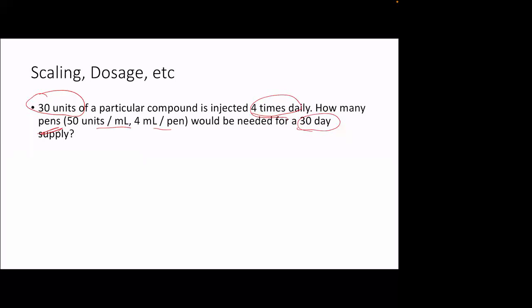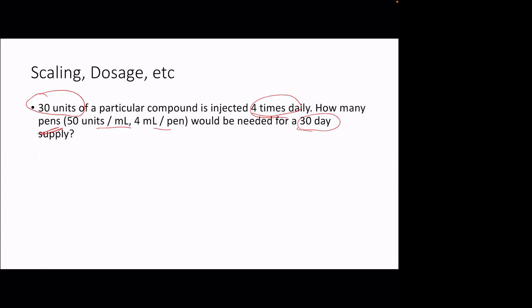So there's a couple different ways you can go about this. It all ultimately ends up being the same. It's just really how your mind organizes the data and how it works through this particular problem. So when I see this, I would think about trying to find the total number of units that you would need over that 30-day supply first, and then worry about converting from the units to the pens.